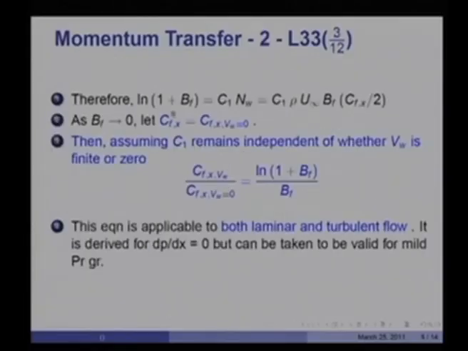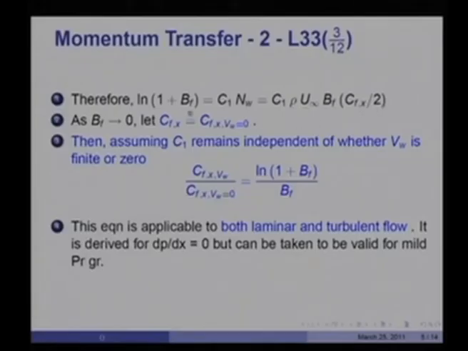So, that is what I have written here. ln (1 plus B f) would equal C1 times m w, and C1 times rho u infinity B f over c f x by 2, because m w is rho v w, which can be written as rho u infinity B f c f x by 2.